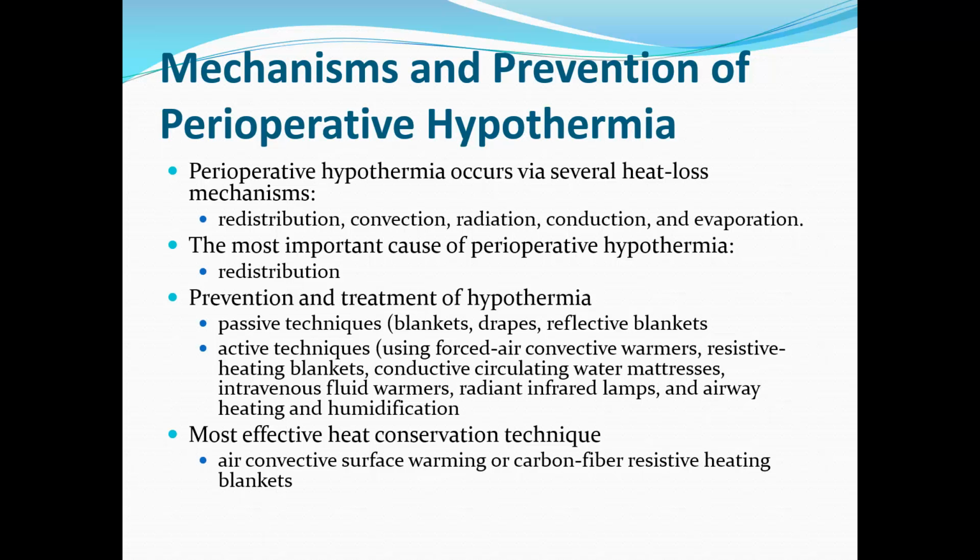Prevention and treatment of hypothermia may be achieved using passive techniques like blankets, drapes, and space blankets, the reflective ones, or using active techniques like forced air convective warmers, the Bair Hugger or warming blanket, circulating water mattresses that we don't use, IV fluid warmers, radiant lamps, and airway heating and humidification. Of these techniques, heat conservation is most effectively achieved using forced air convective surface warming or a carbon fiber resistive heating blanket.